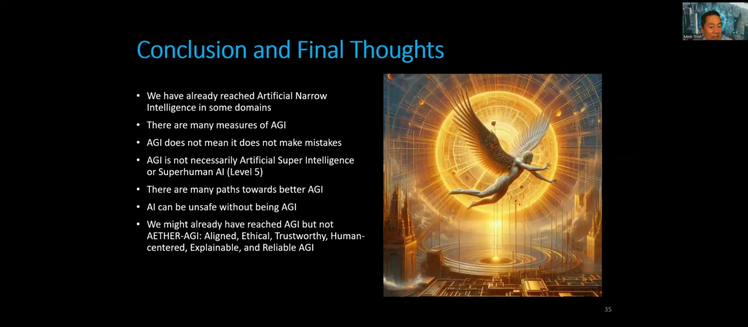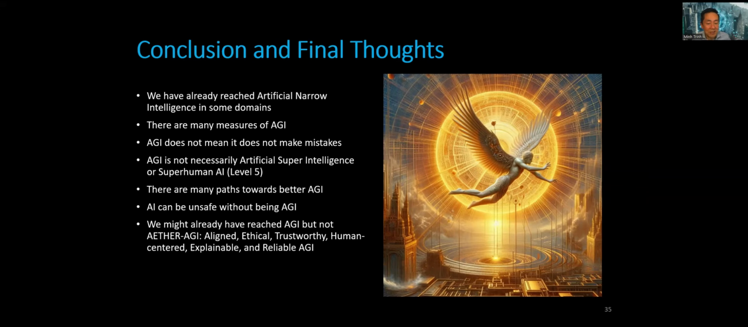So now I'm going to conclude. We have reached artificial narrow intelligence in some domains, and I think we all agree. There are many measures of AGI. Some people, and I kind of sympathize, think that we already have AGI, but imperfect AGI. AGI doesn't mean that it's perfect, and it doesn't mean that it's superhuman. It just means that you can do a lot of stuff, general enough, not only play chess or only draw pictures, but you can do many things. So maybe we're already there.